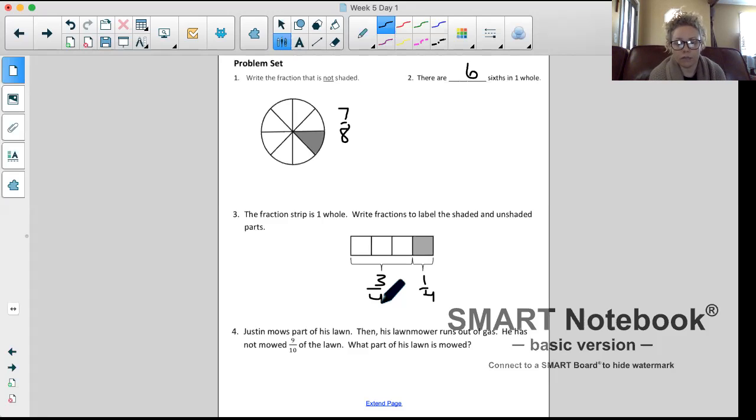Last one, number 4. Justin mows part of his lawn. Then his lawnmower runs out of gas. He has not mowed 9/10 of the lawn. What part of his lawn is mowed? So if 9/10 are not mowed, 1/10 is mowed. And hopefully you wrote a complete sentence there. I'm not going to because it would take me forever with this computer marker, but hopefully you wrote something like Justin's lawn is 1/10 mowed, something along those lines.